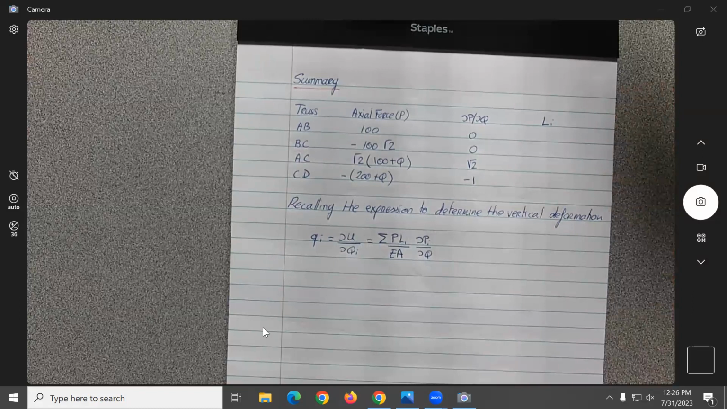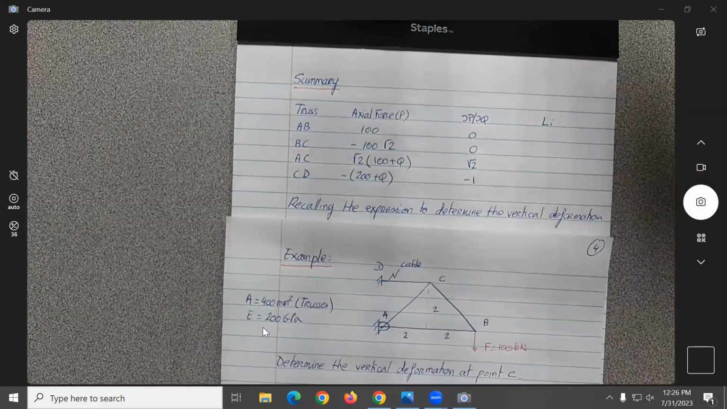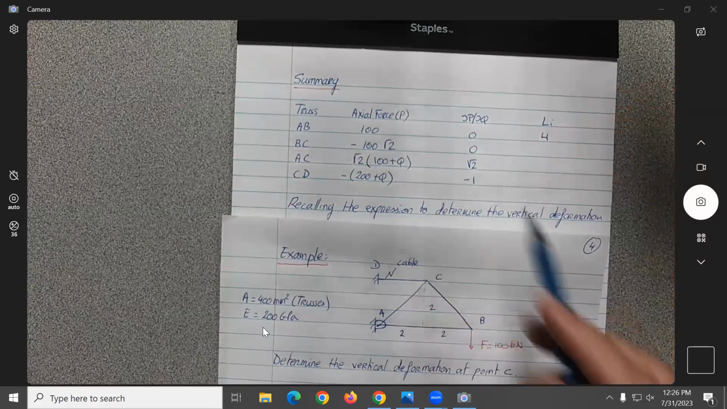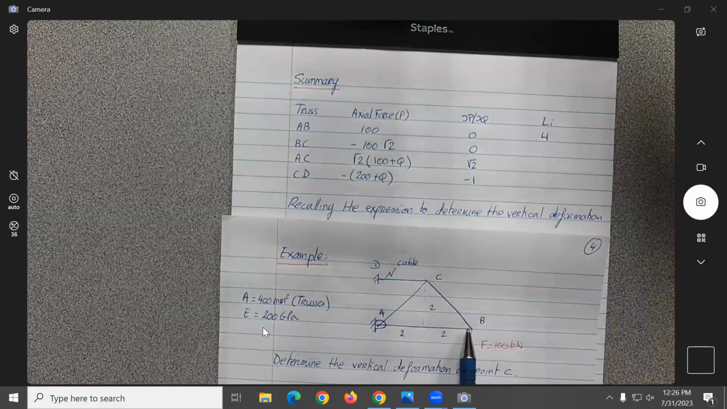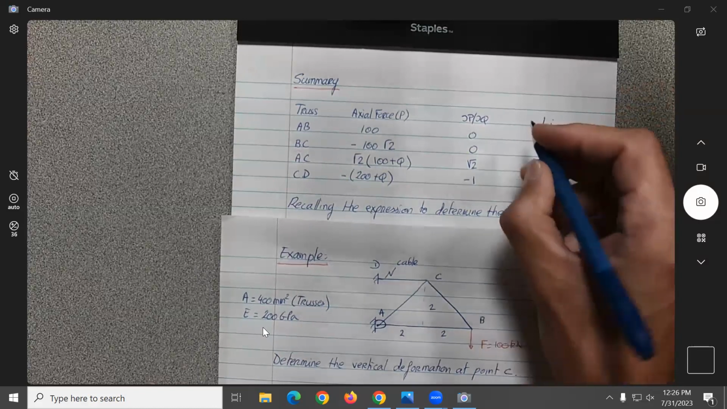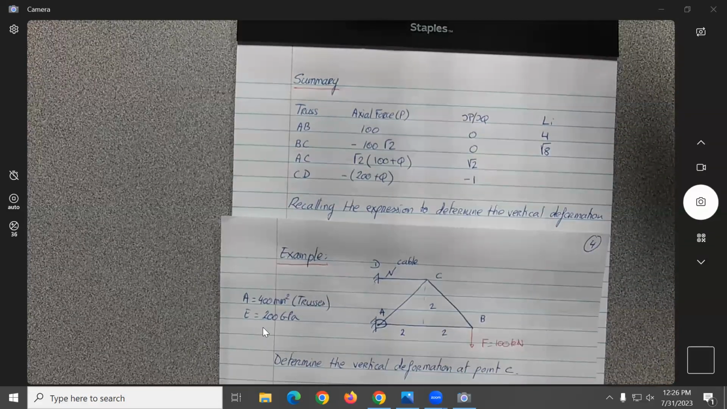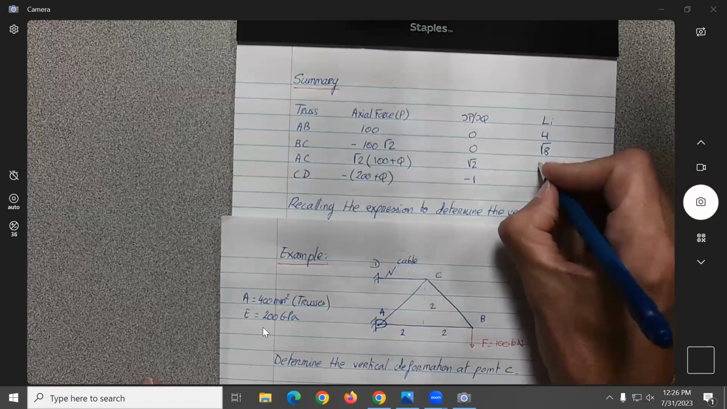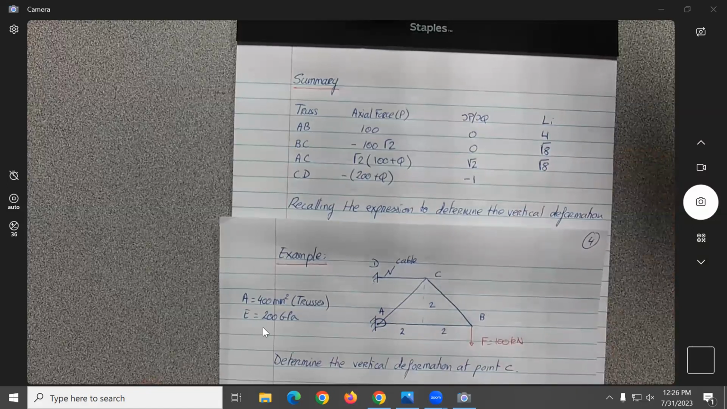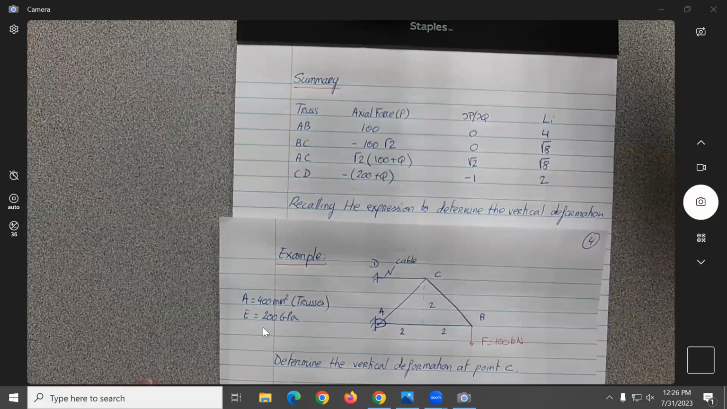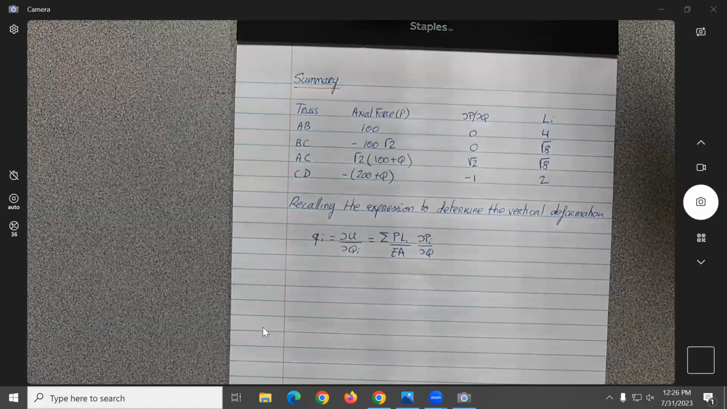Okay, now let's see what will be the length of each one of the members. Some of them are easier than others, but what will be AB? 4. That one is not that important because it's going to be multiplied by 0. What will be BC? It will be equal to A squared plus B squared, no? I know I can simplify this, but to make it simple, square root of 8. What about AC? Same thing. And CD? 2. Okay, we're almost there.